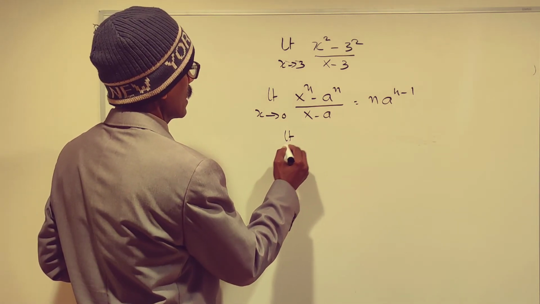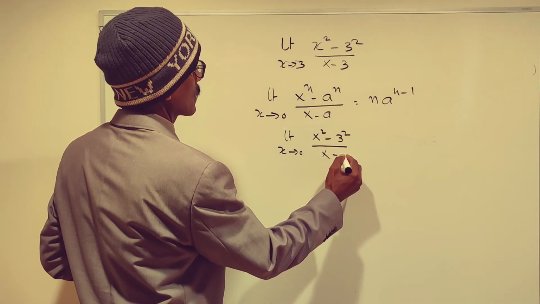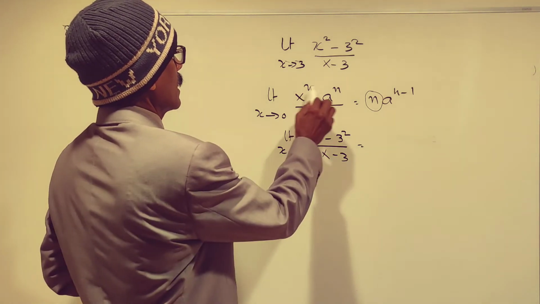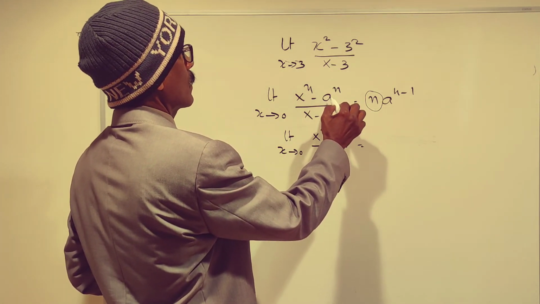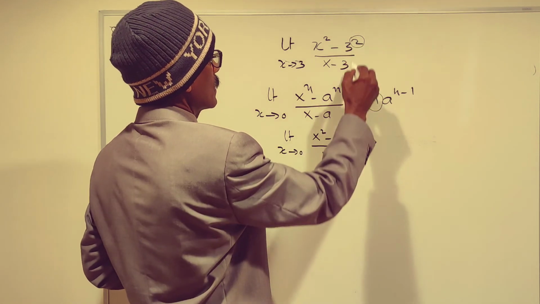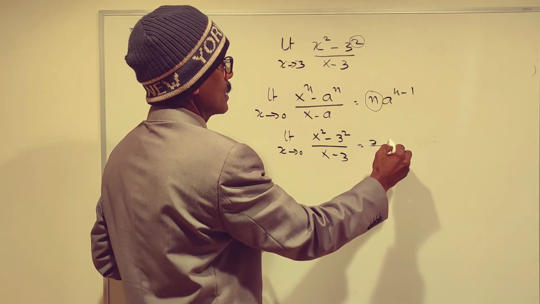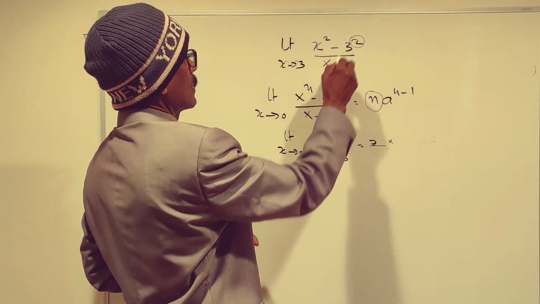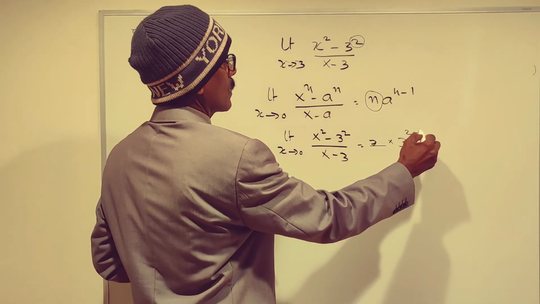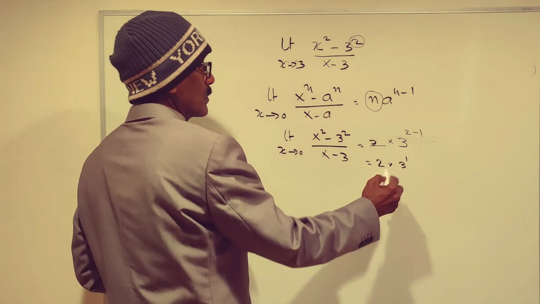So here limit x tends to 3, x raised to 2 minus 3 raised to 2 divided by x minus 3 equals, what is n here? n is the power of a, right? Or index. So 2 is the power of 3. So 2 is the value of n. So n is 2. 2 times, what is a? a is 3. 3 raised to n minus 1, n is 2, right? 2 minus 1. So 2 times 3 to the power 1. 3 to the power of 1 is 3. 2 times 3 is 6.